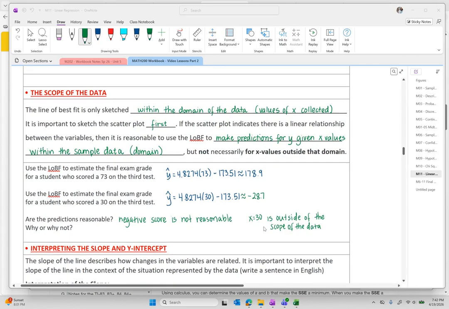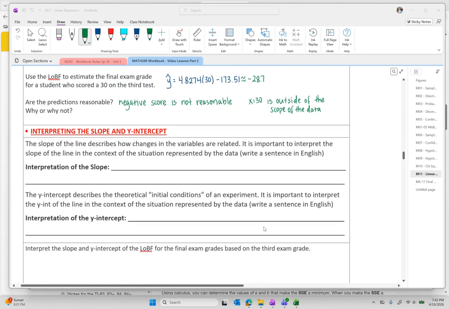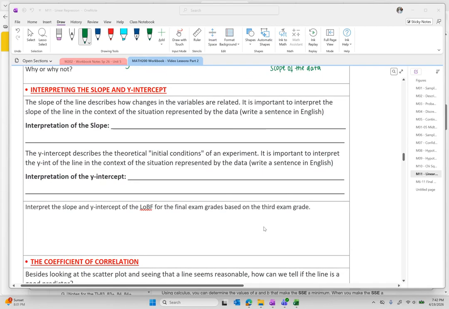The next thing we want to remember is how to interpret the slope and the y-intercept. The slope of the line describes how changes in the variables are related. It is important to interpret the slope of the line in the context of the situation represented by the data and write a sentence in English. And the y-intercept describes the theoretical initial conditions of an experiment. And again, it is important to be able to write a complete and correct sentence in English.